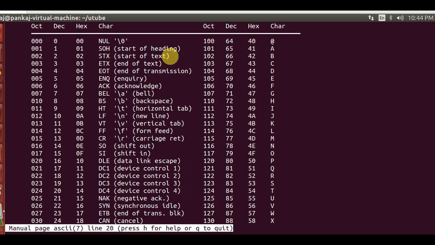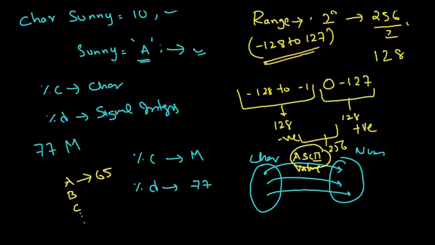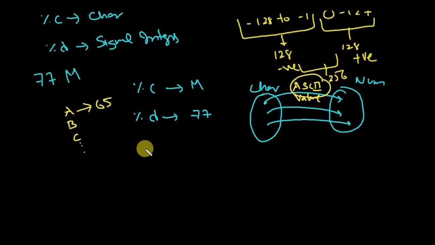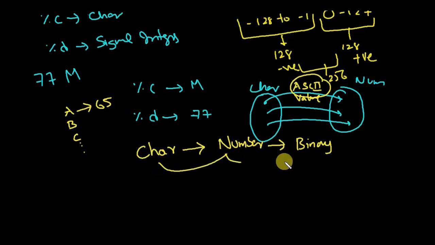So this is how we got the answer. We got one key point here, that is, whenever you store characters, it is stored in the form of numbers. Ultimately these numbers are broken down into binary. So this is the flow of how it stores.